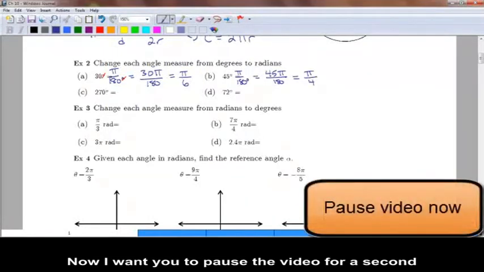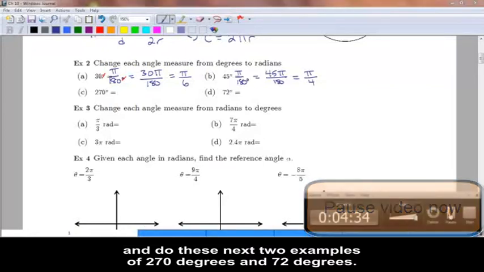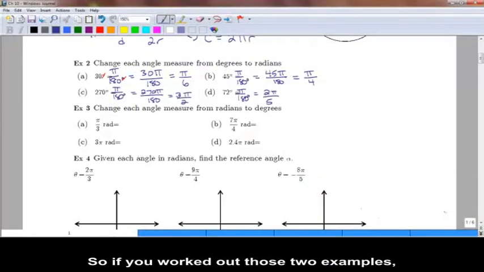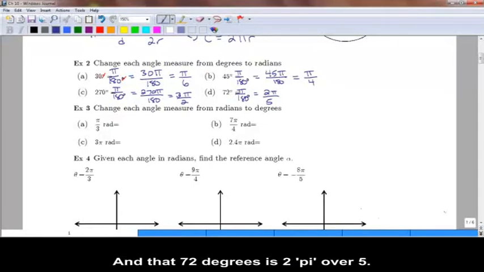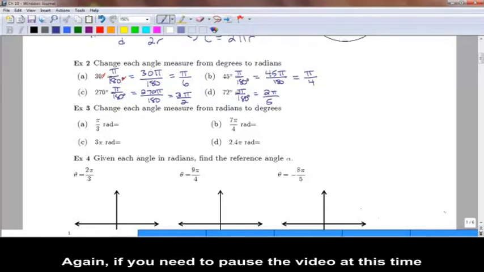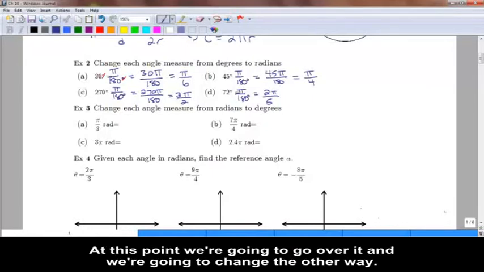Now I want you to pause the video for a second and do these next two examples of 270 degrees and 72 degrees. Okay, so if you worked out those two examples, you should have gotten that 270 degrees is really 3 pi over 2, and that 72 degrees is 2 pi over 5. Again, if you need to pause the video at this time to go back and verify or fix anything, please do so.